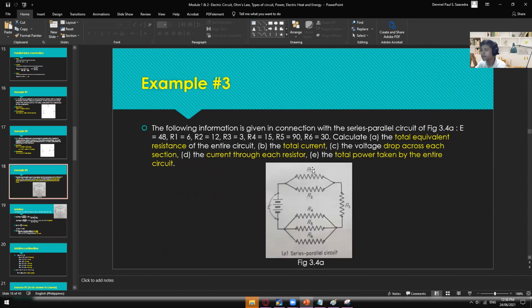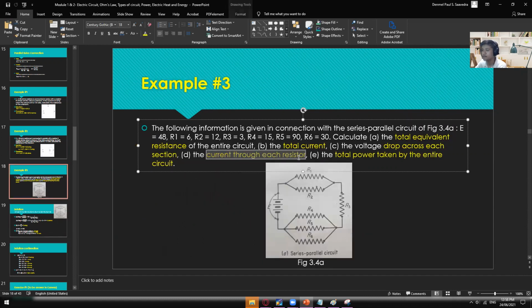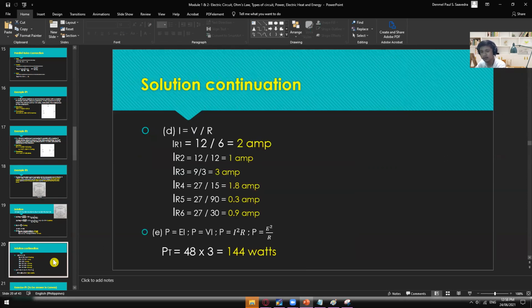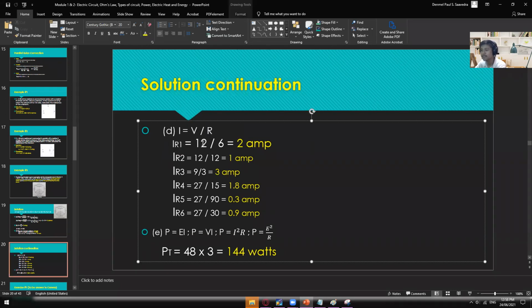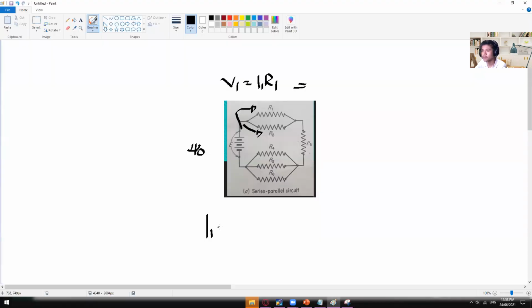The next one, letter D, is the current through each resistor. This is super easy since we already have the individual voltages and the individual resistances. For us to get the IR1, all you have to do is get V1 divided by... oops, I is equal to V, my bad. V1 divided by R1. So that's it for the IR1. The formula for that one is I1 is equal to V1 divided by R1.